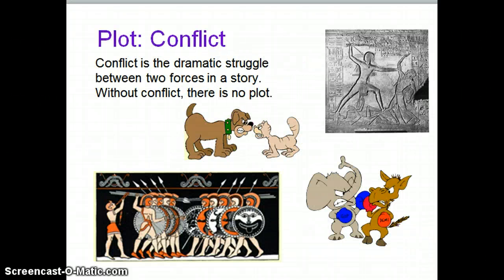As I was saying earlier, plot is driven by a conflict. Without a conflict, without a problem, there can be no story. Conflict is the dramatic struggle between two forces in a story. Without conflict, there is no plot. We must have a conflict. Just like we have conflict in our normal lives, the problem or a struggle, conflict happens in literature.